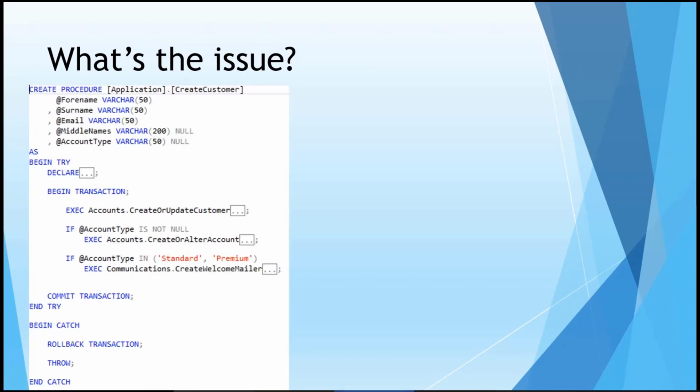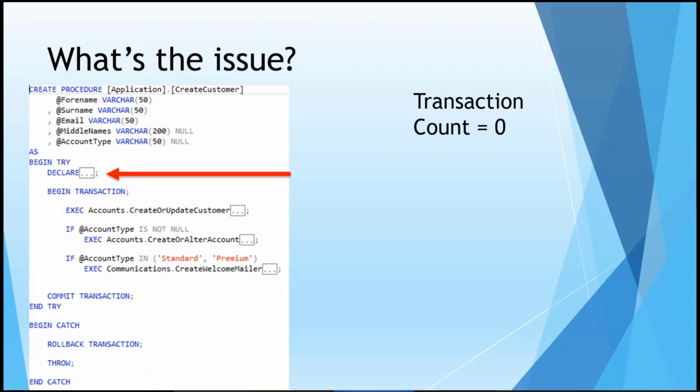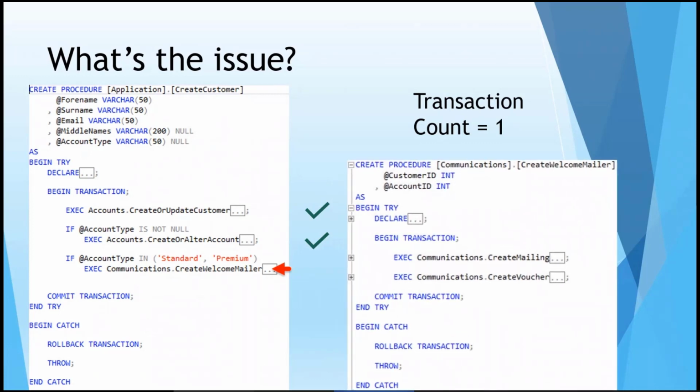So we'll collapse everything first, and we'll begin the step through with a transaction count of 0. That ticks up to 1. We successfully create the customer, successfully create the account, and then we step into the proc we were just looking at. Transaction count is still 1 at the start. That'll tick up to 2. Successfully create the mailing, but then we fail to create the voucher. There's some error thrown here again.